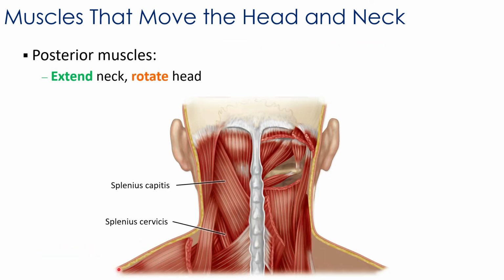And finally, we've already mentioned them, but I just want to bring up again the splenius capitis and the splenius cervicis. These are muscles that do move the head and neck that we've already talked about. They're responsible for extending the neck when they're contracting bilaterally, and if they're contracting unilaterally, then that is going to help to rotate the head. These are going to be innervated by some of the cervical spinal nerves, and you're not responsible for their specific innervation in this class.